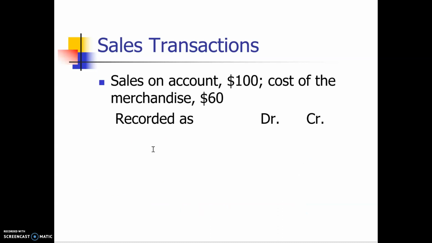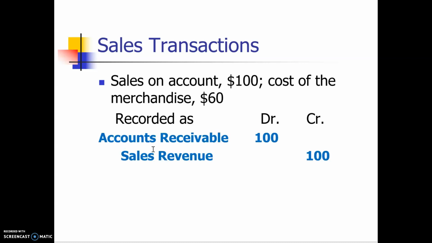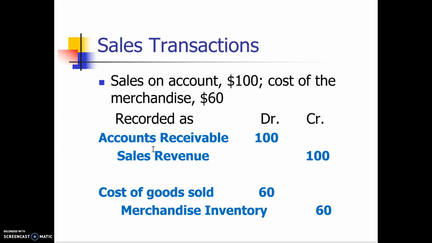Let's say we made that sale on account for $100. The cost of the merchandise was $60. Well, if that's the case, our debit is to accounts receivable for $100 and credit sales revenue for $100. Then we have to update the merchandise inventory in a second journal entry. We debit cost of goods sold and we credit merchandise inventory. So those are the transactions that we're going to be looking at.